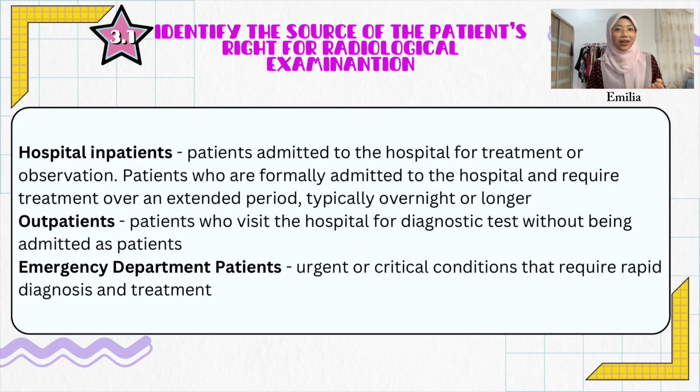It's me again. So now I'm going to explain to you about identifying the sources of the patient for radiological examination. Actually, there are many sources of patients for radiological examination, but I'm going to explain some of them. My first point is hospital inpatient. Patients are admitted to the hospital for treatment or observation. Patients who are formally admitted to the hospital require treatment over an extended period, typically overnight or longer.